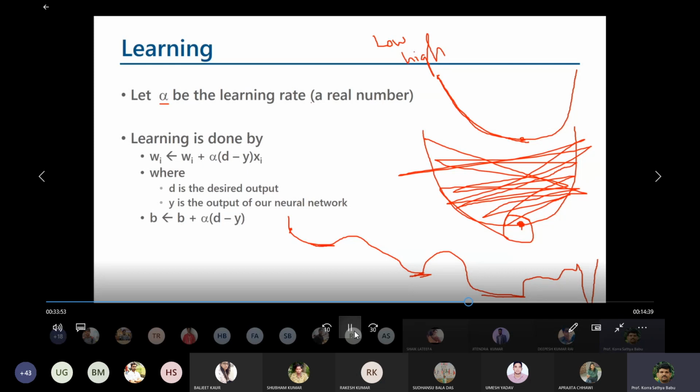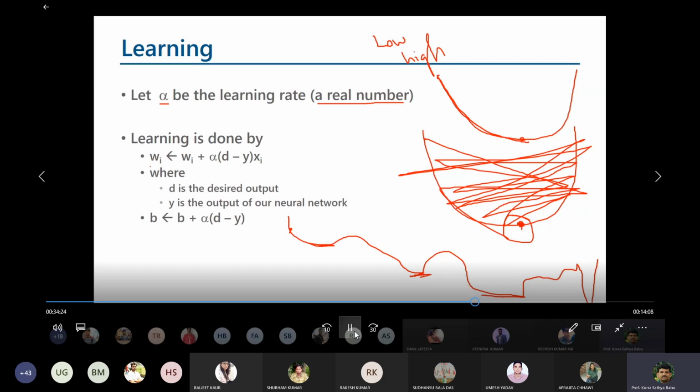So let alpha be the learning rate, which is a real number basically. Learning is done like this. You have to understand these particular formulas. You have to remember them, please. Wi should be assigned Wi plus something. Initially you give some weights and bias; generally we give some bias and weights randomly. Then, depending upon the problem, we try to do the learning.